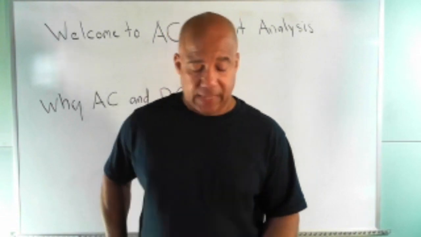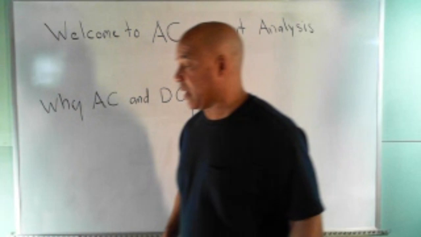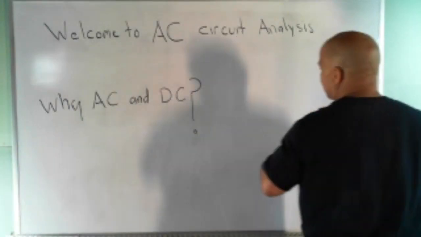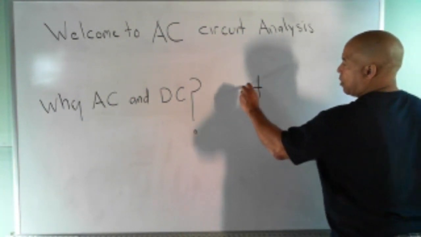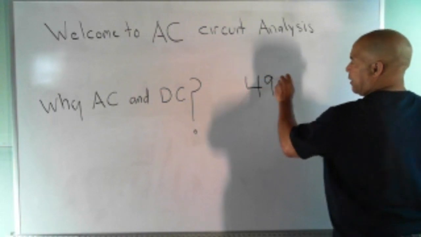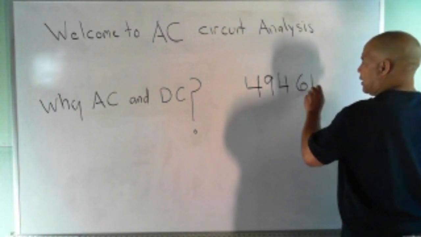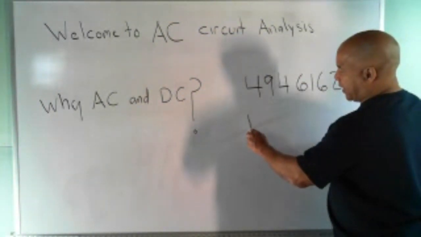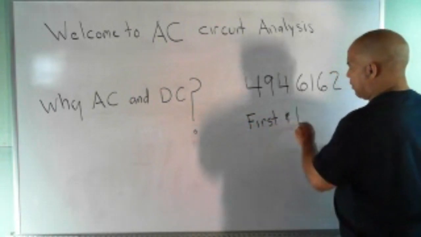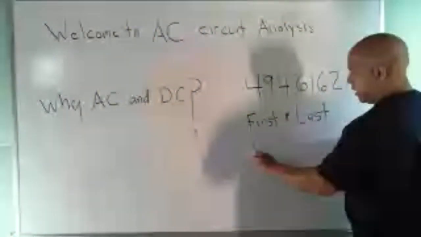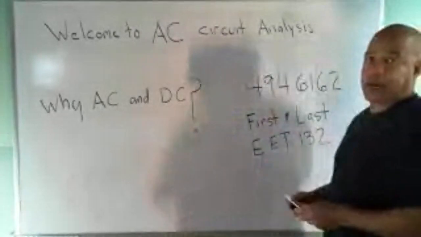Now, for attendance, what I'd like for you to do is I'm going to put a number on the board. Right now, take your cell phone, and I need you to text me at this number. It's a 513 number, 494-6162. So I need you to send me a text. In the text, put your first name and your last name. And then put EET 132. I need for you to go ahead and do that right now.